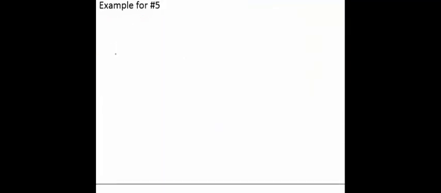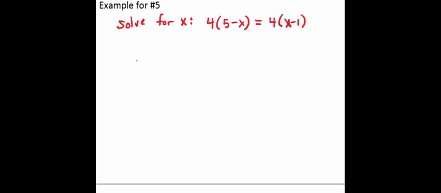Okay, here is question number 5. Our question is another equation. Solve for x. And our equation is going to be 4 times 5 minus x equals 4 times x minus 1. All right, so in this equation, what we have are parentheses. Take care of those first. We would like to distribute on both sides. So 4 times 5 is 20. 4 times negative x is negative 4x equals. Distribute on the right side. 4x. And 4 times negative 1 is negative 4.